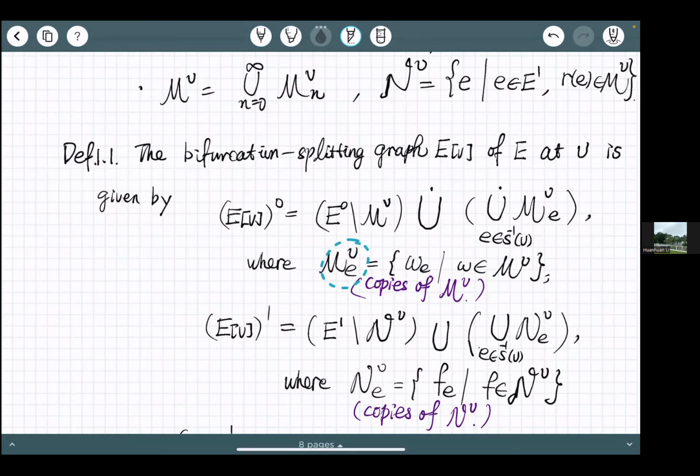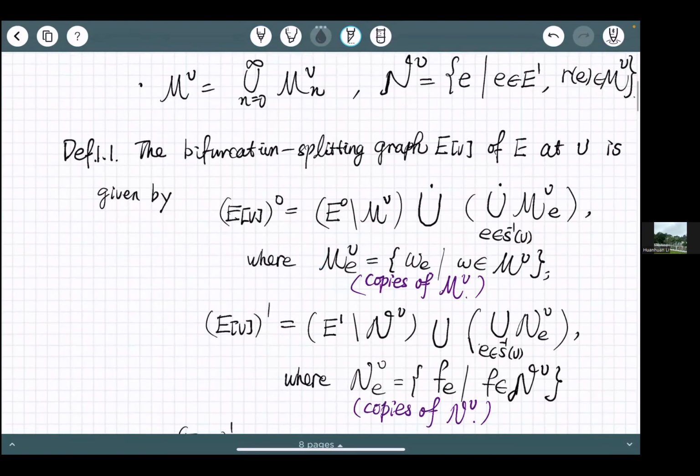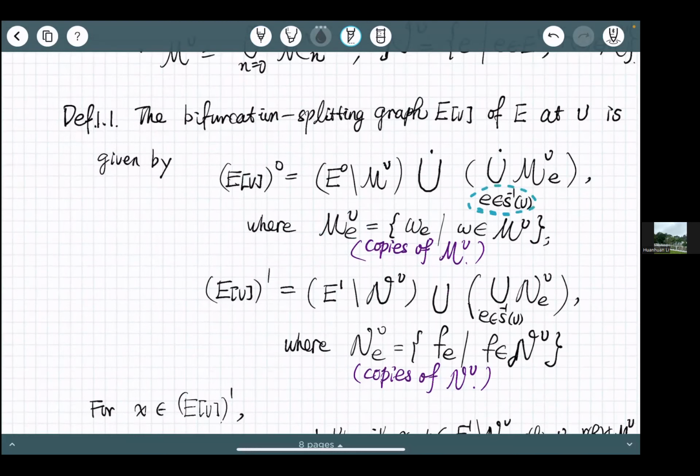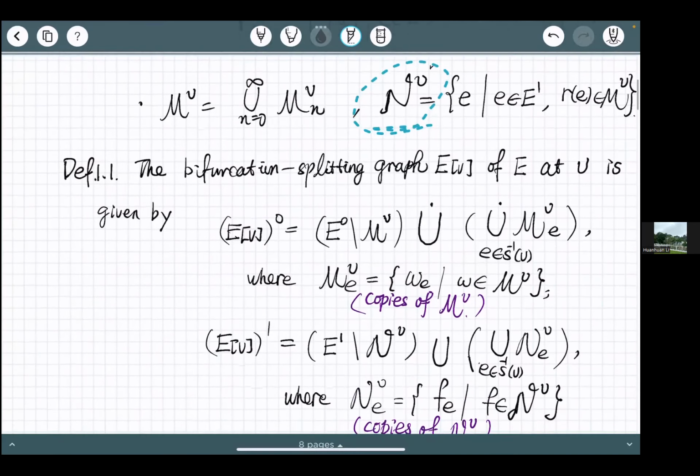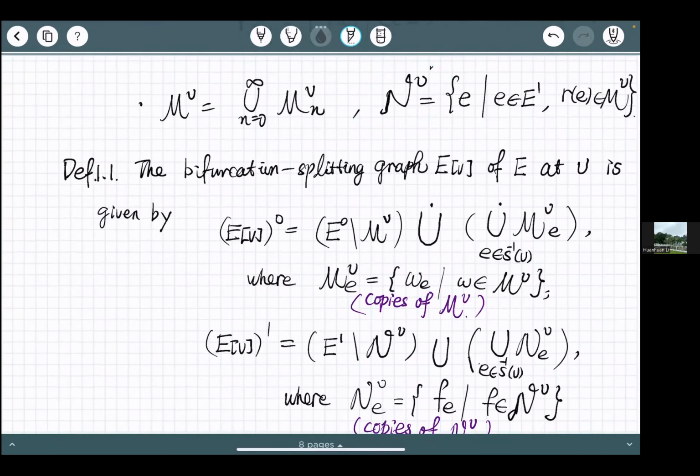MEV, those are all the vertices with the label E. So let's pay attention to this E. This is an edge starting from V. Okay, so this is the vertex set. For the edges part, it also has two parts. The first part are the edges which are in E1 but not in NV. NV is the one we defined before. So we collect edges not in NV. This is the first part.